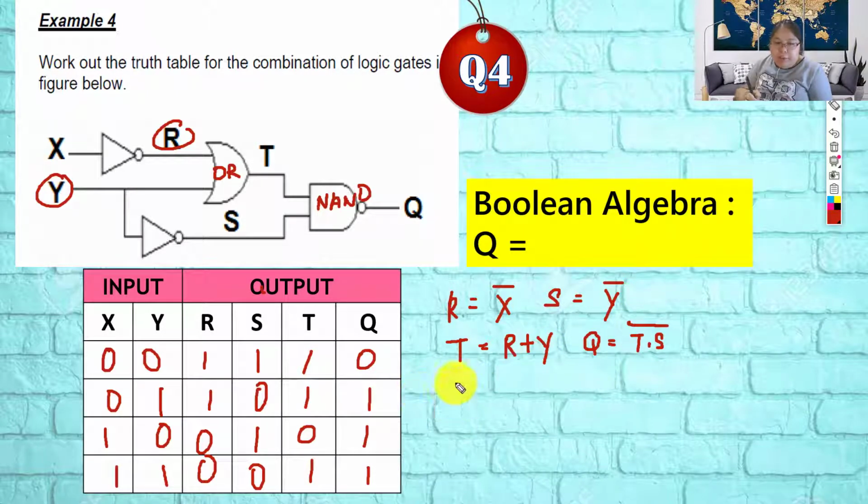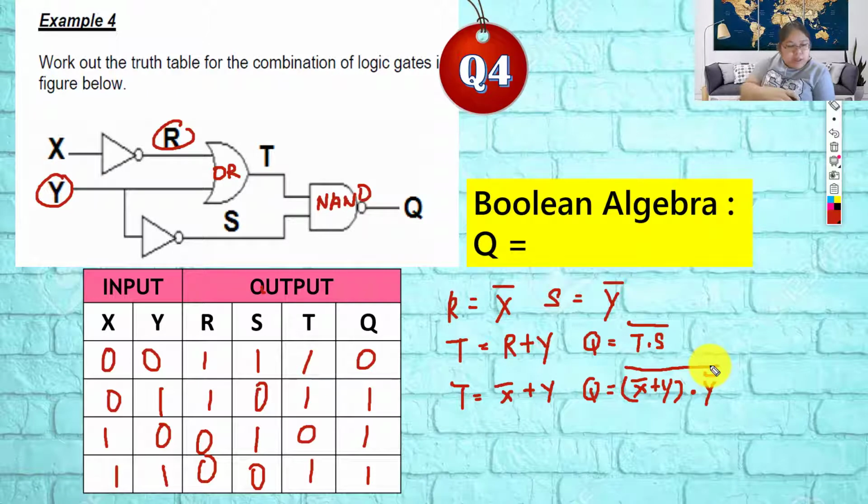Okay, now I want to combine. T actually equals the bar X plus Y. Agree? Okay, Q. Q actually, we can put all the things together. Bar X plus Y, you can put a bracket, dot S. S comes from the Y bar. Finally, you put the bar together. So we check, is it correct or not? X bar plus Y dot Y bar, then totally bar. So this one is the final answer for Boolean algebra.